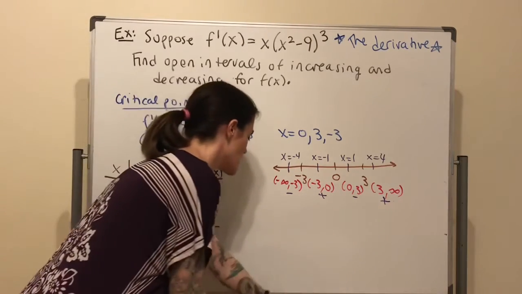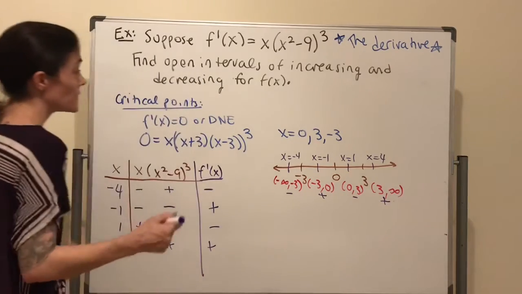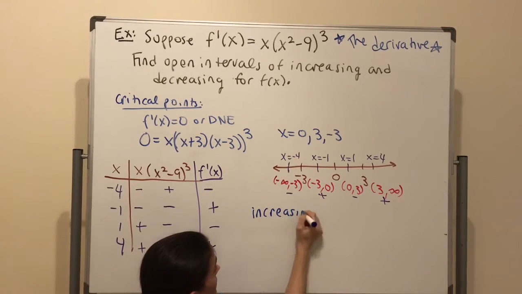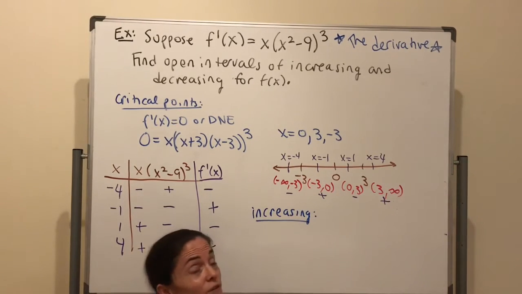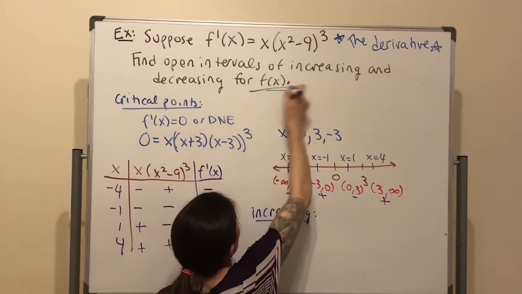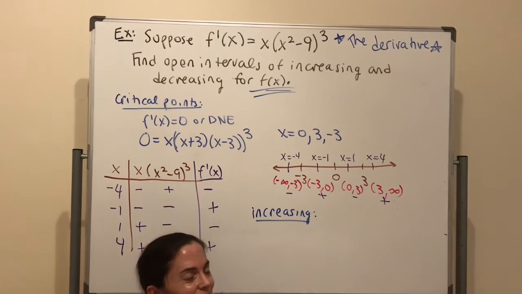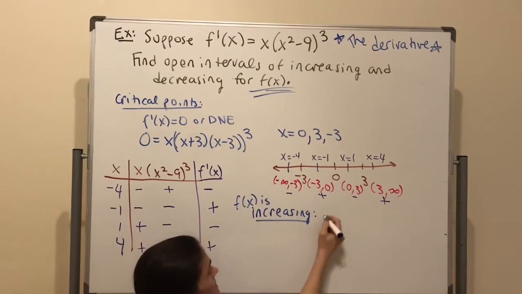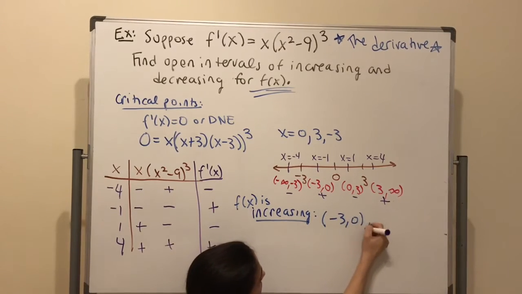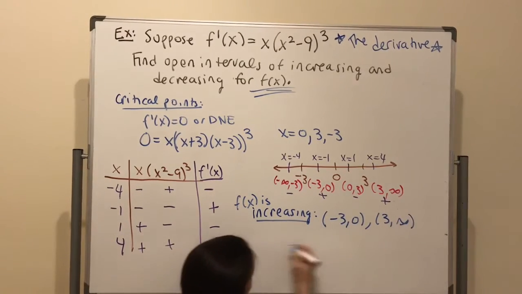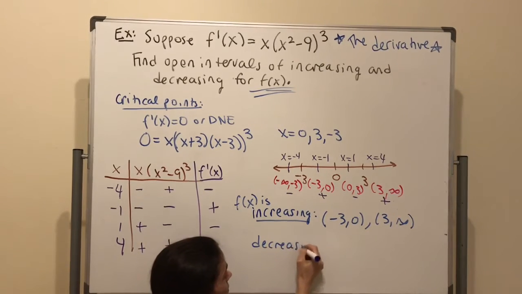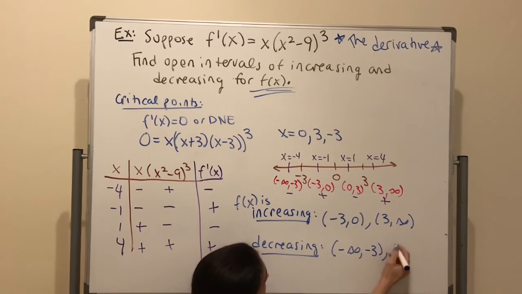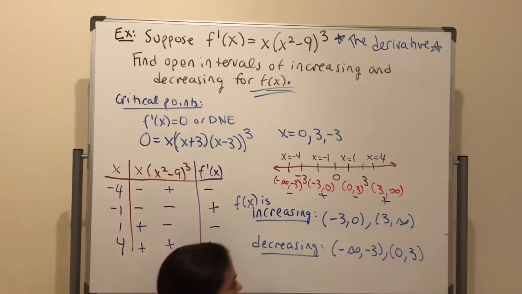Immediately, I know the answer to my question. This function is increasing. Now, this is the original function, right? The original function. You use the derivative to answer this question. So my original function, f of x, is increasing everywhere I see a plus, and it's decreasing everywhere I see a minus, like this.